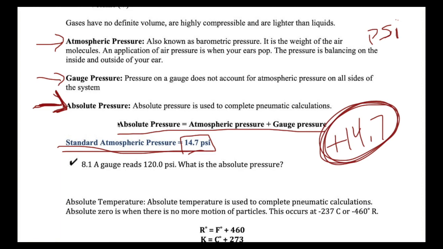So the first question here: a gauge pressure reads 120 psi. What is the absolute pressure? Obviously, that's pretty easy to do. You just add 120 plus 14.7, and you get 134.7 psi.